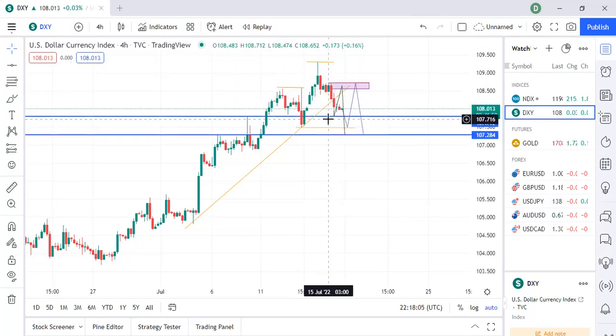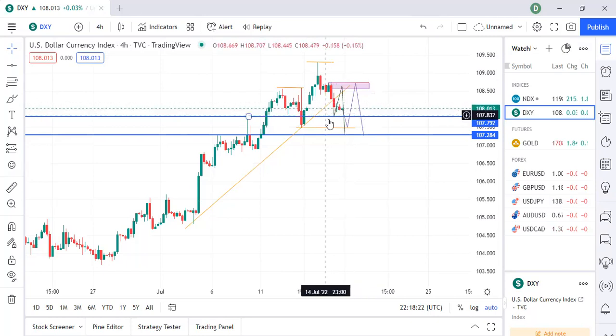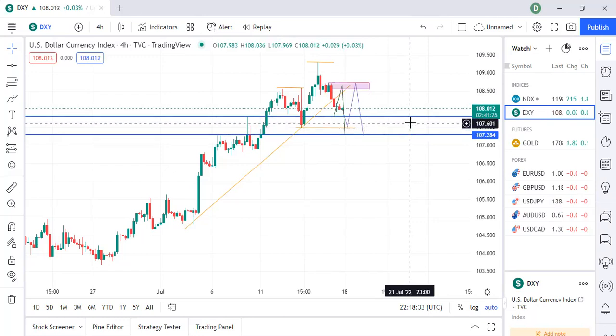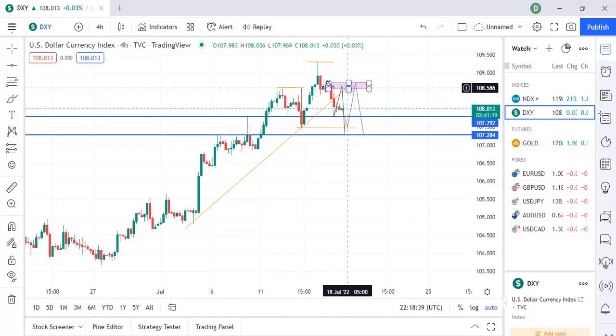So what we are going to look at today is something very interesting on DXY on the H4. As you can see, this trend line here has been broken and price closed below this particular trend line. So I'm looking at two or three different scenarios here. One, we have a left shoulder and a head, so the probability of creating another shoulder over here is very high.